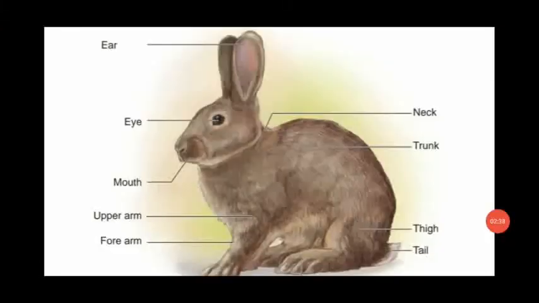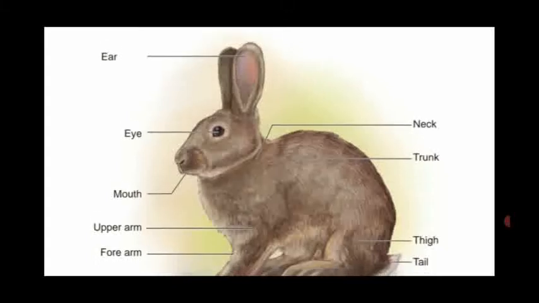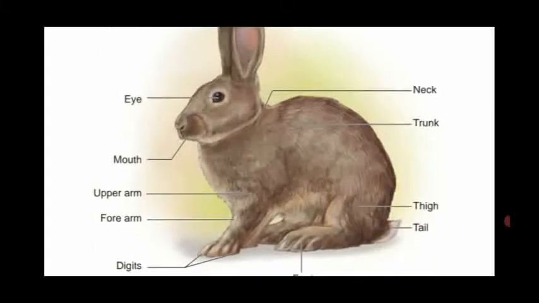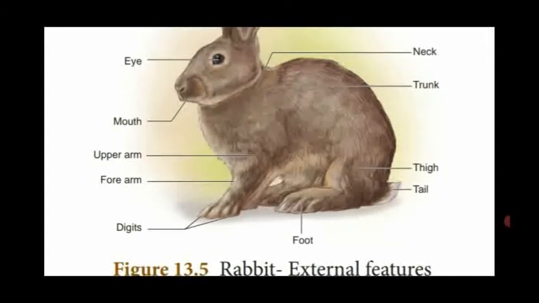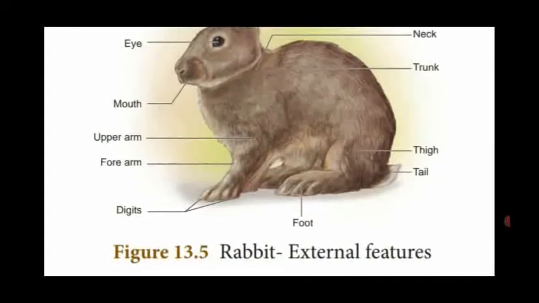Dear students, before entering into the topic, once again we go through the external morphology of the rabbit. A pair of eyes, nostrils, vibrissae, movable external ears, neck, trunk, a pair of limbs, forelimbs and hind limbs, and a short tail, with both limbs having 5 digits. So this is all the external morphology of a rabbit.